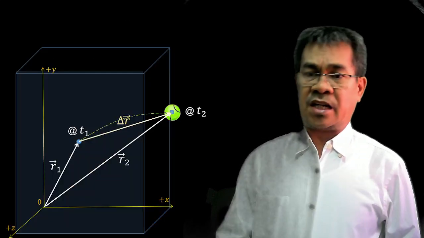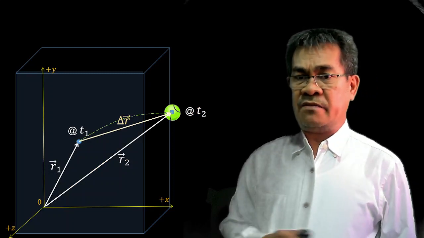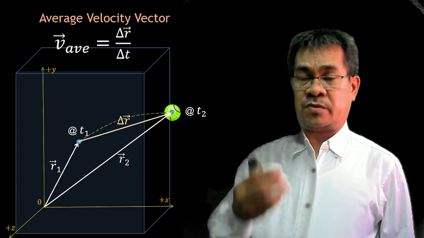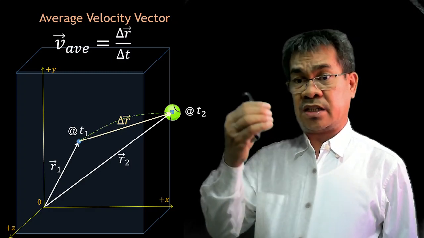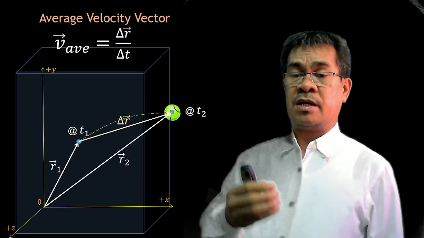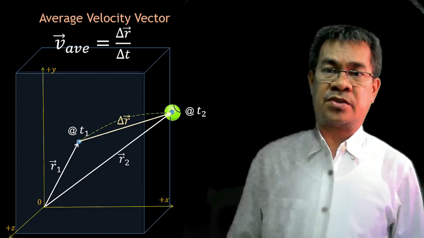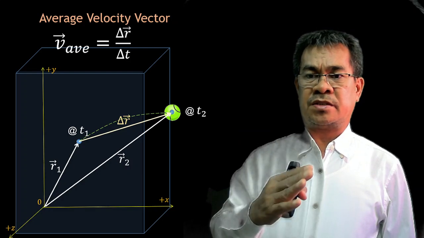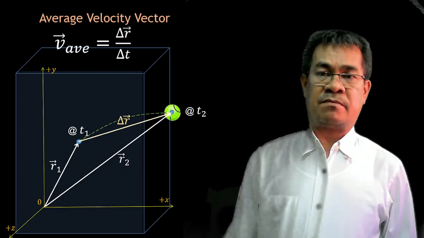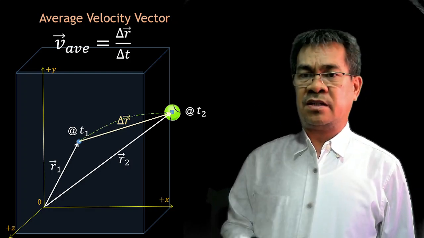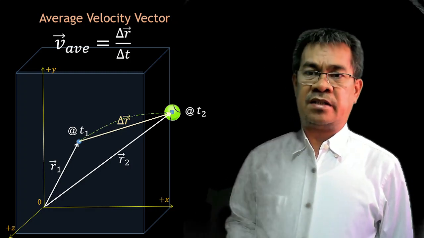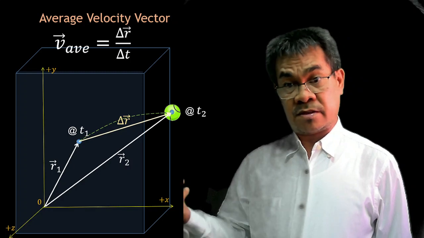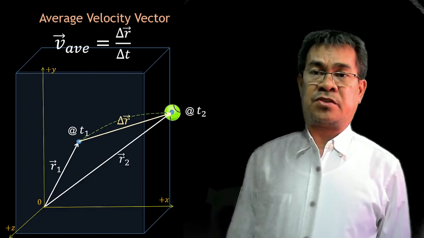So generally, again, when we see the average velocity vector, it is the change in position per time interval. So it requires the initial position, the final position, the initial time, and the final time. If you have those four quantities, we can always provide the average velocity vector. That's it. Now, next question.